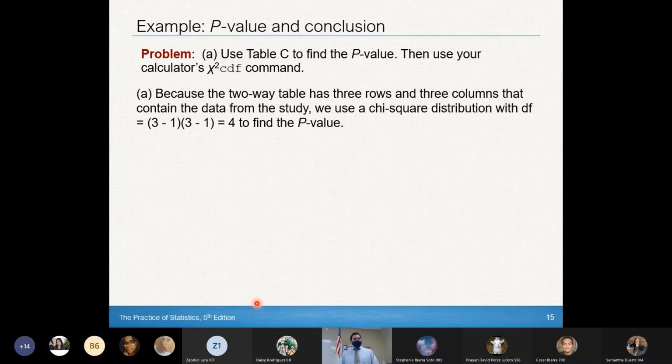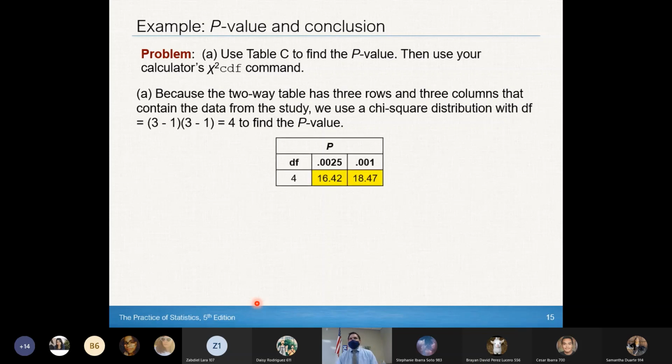Because the two-way table has 3 rows and 3 columns that contain the data from the study, we use a chi-square distribution with degrees of freedom equaling (3 minus 1) times (3 minus 1), which is 2 times 2, and that is 4. Right. To get the degrees of freedom, you take the number of rows minus 1 times the number of columns minus 1. That gives us our degrees of freedom, which we then use on table C to get the p-value.